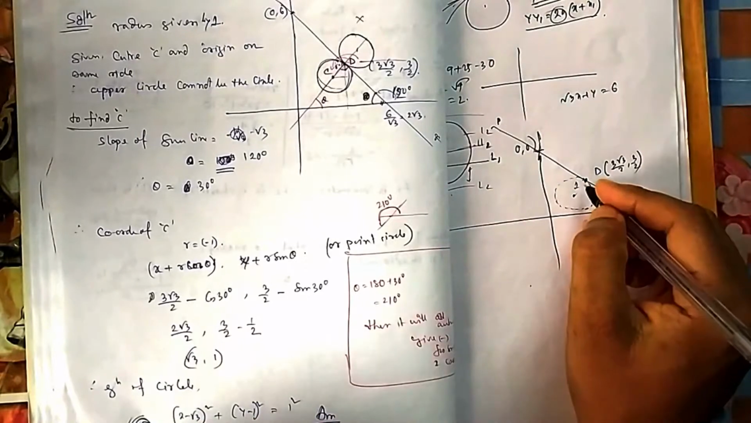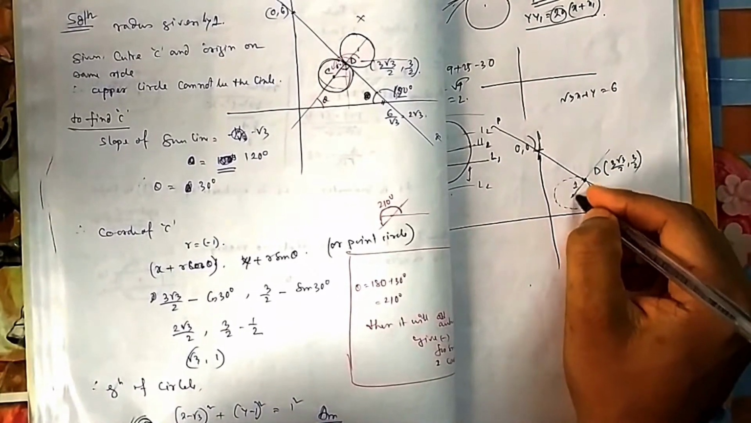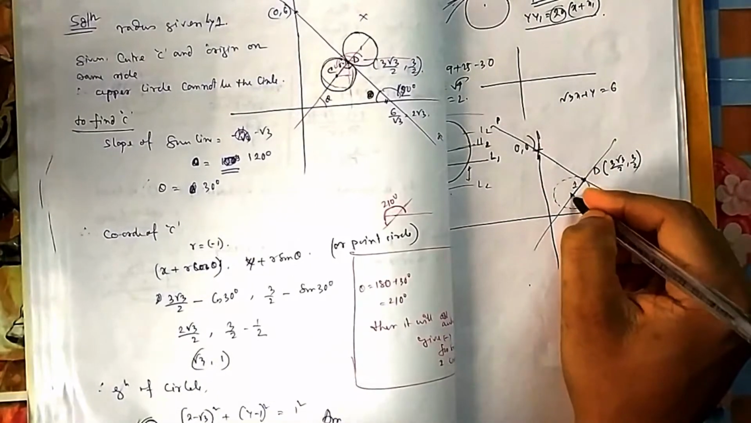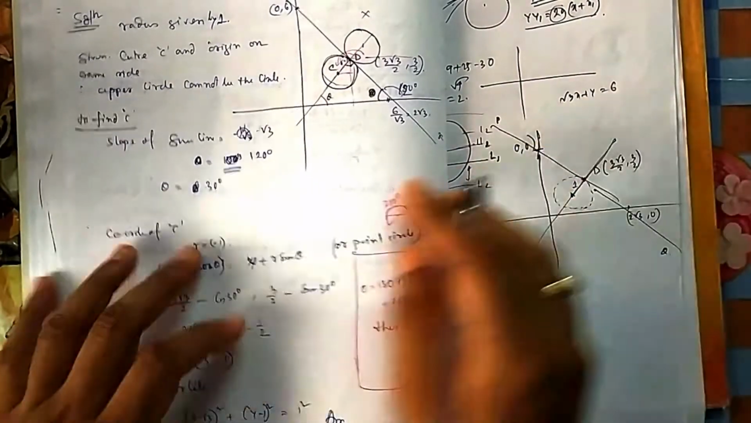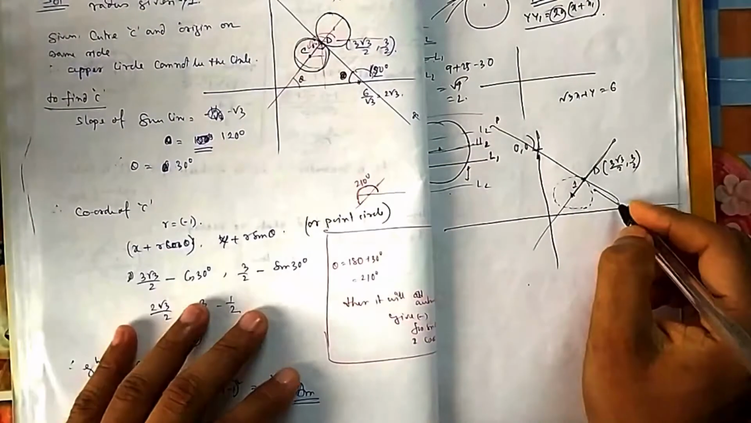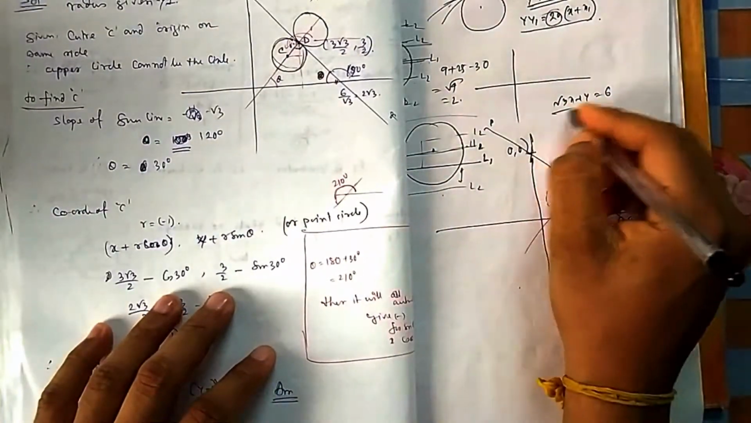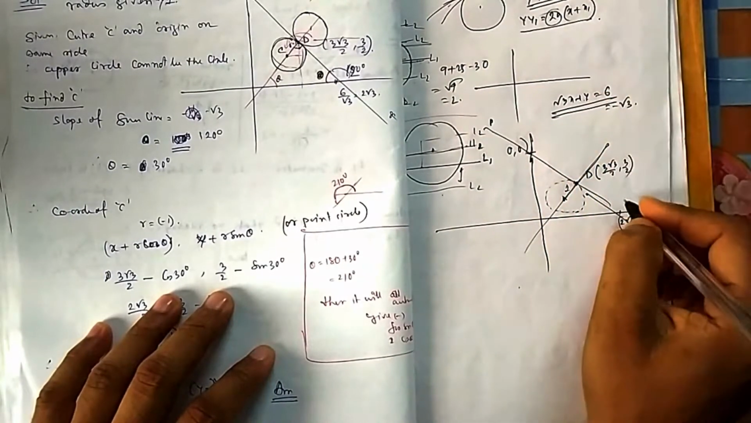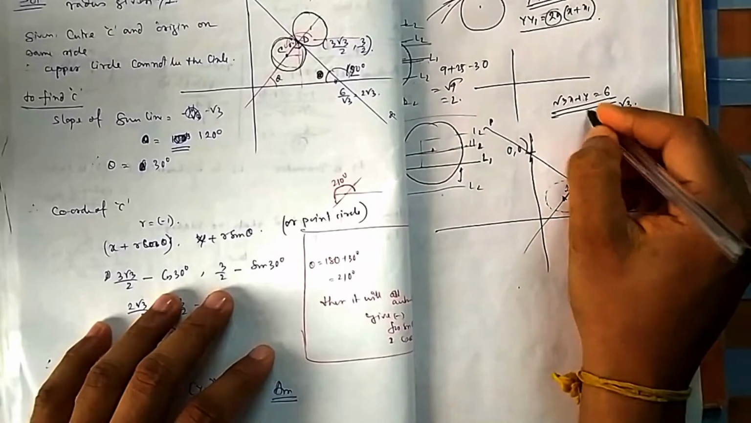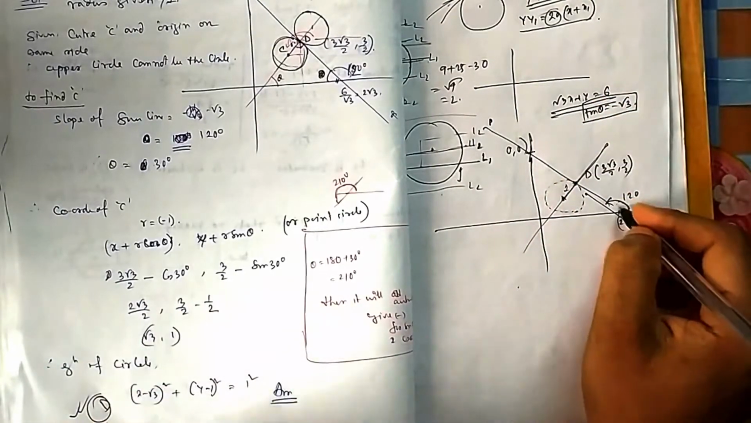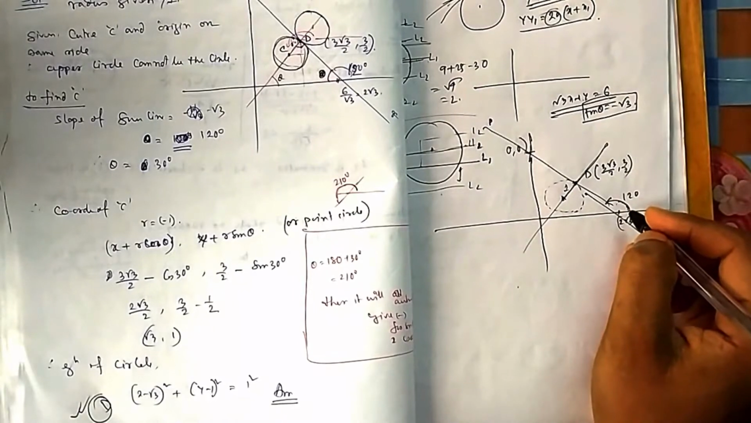Because this is the radius, you know the normal will obviously pass through the center. Now you can do it in so many ways. The way it is solved here is you can find the slope of this line. The slope of this line is minus root 3. Minus root 3 means tan theta is equal to minus root 3, so theta is 120 degrees, since tan 120 degrees gives minus root 3.